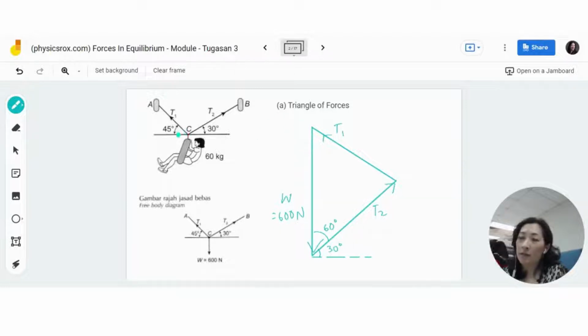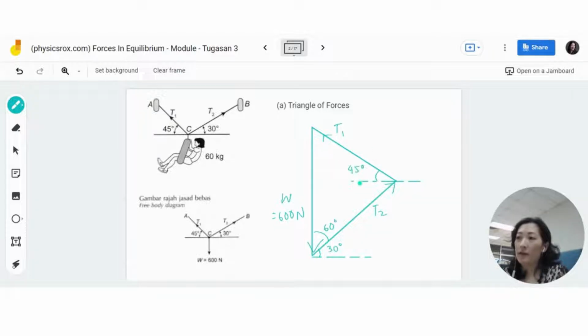T1 angle from the horizontal is 45, which means that this is 45. Let me make it dotted. So remember that it has to be a dotted line if it's not actually part of the triangle. That means it's not an actual force line, it's merely a guideline. That's why I always draw dotted.